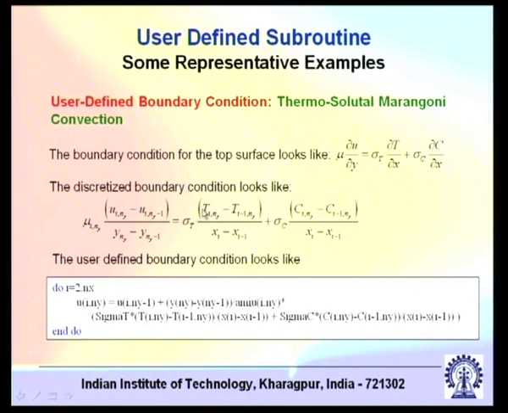The discretized boundary condition will look like this. What you first do is discretize the boundary condition. So you write this in terms of corresponding differences. So del u del y is like delta u by delta y.